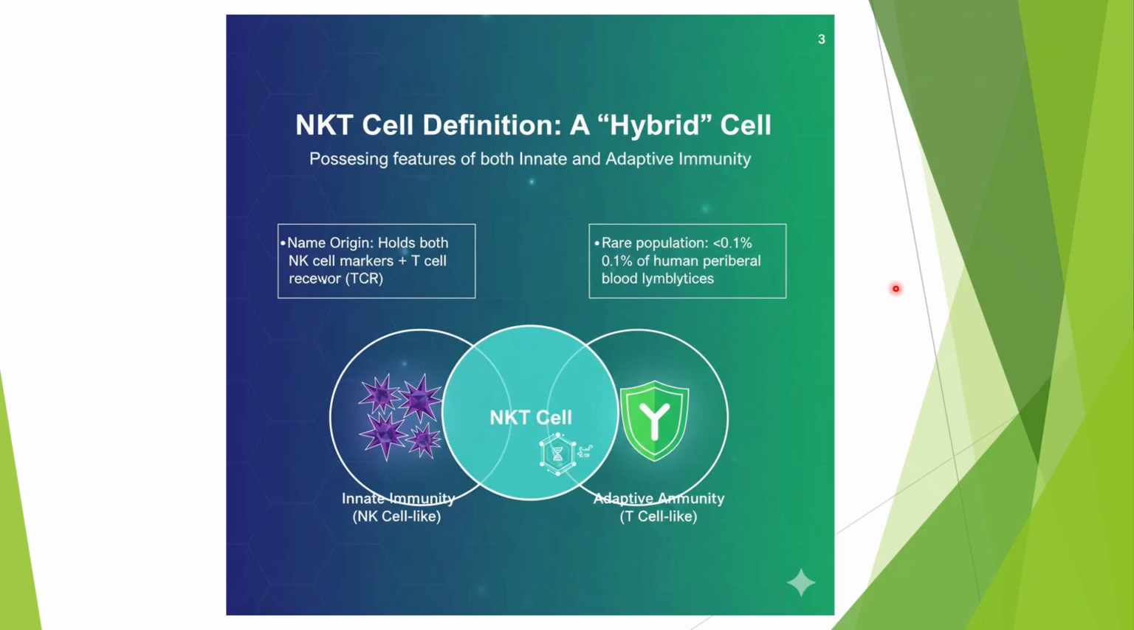So, what is an NKT cell? Think of it as a hybrid cell. It possesses features of both innate and adaptive immunity. The name itself comes from the fact that it holds both NK cell markers and T cell receptors, or TCRs. It is a very rare population, making up less than 0.1% of human peripheral blood lymphocytes, but its impact is significant.